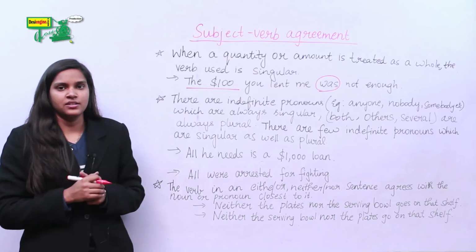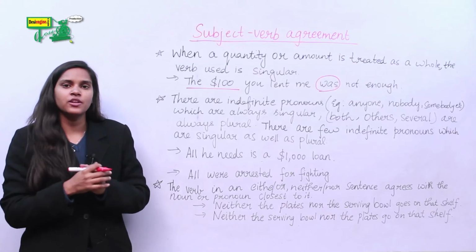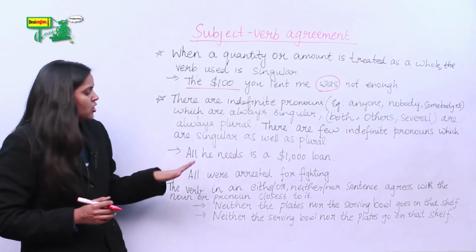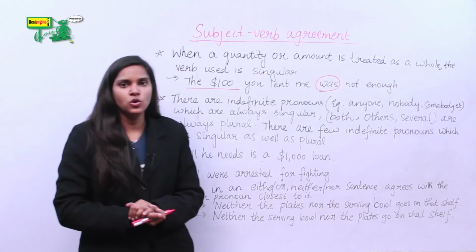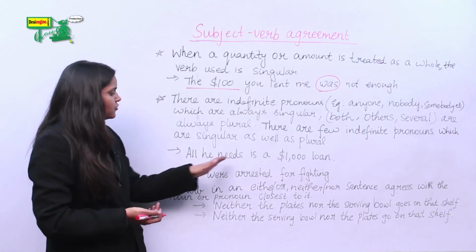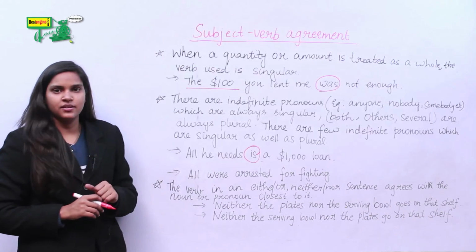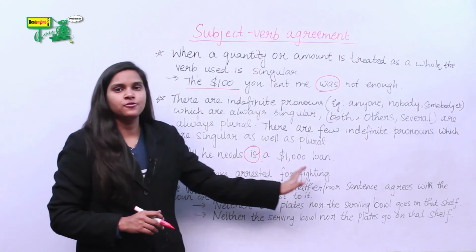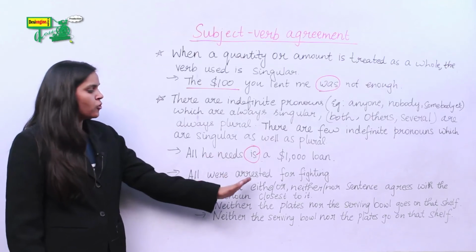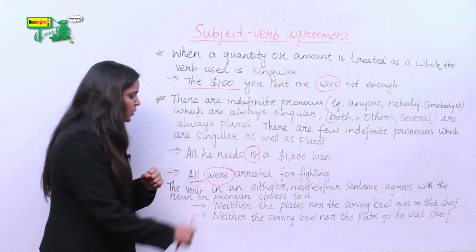Then there is another case of indefinite pronouns which act either singular or plural. Therefore, they take up either singular verb or plural verb. For example, all he needs is a $1,000 loan. Here, all is treated as a single entity. Therefore, the verb used is in the singular form. Next sentence, all were arrested for fighting. Here, all is used in the sense of everyone involved in the fighting. Therefore, the verb used is in the plural form, were.